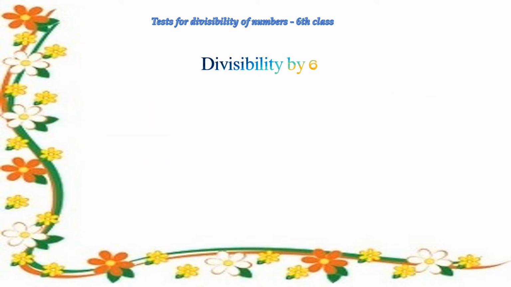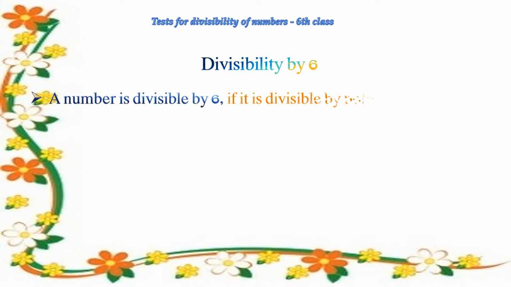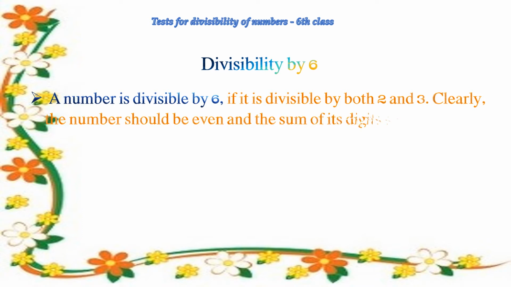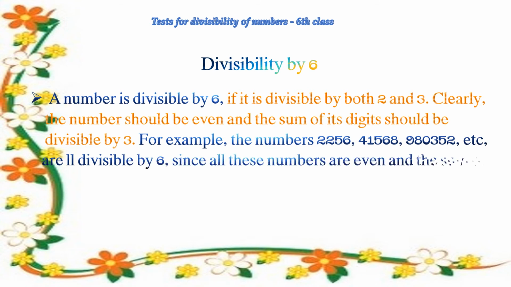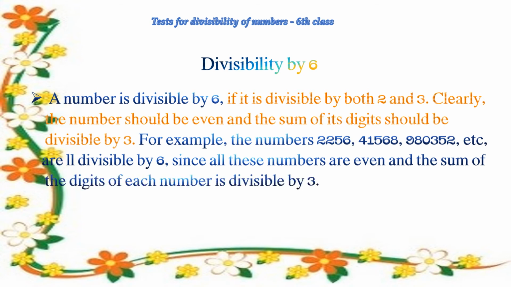Divisibility by 6. Rule: a number is divisible by 6 if it is divisible by both 2 and 3. Clearly, the number should be even and the sum of its digits should be divisible by 3. For example, the numbers 2256, 41568, 980352 etc. are all divisible by 6, since all these numbers are even and the sum of the digits of each number is divisible by 3.